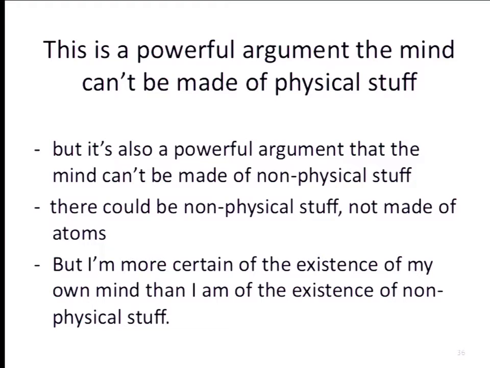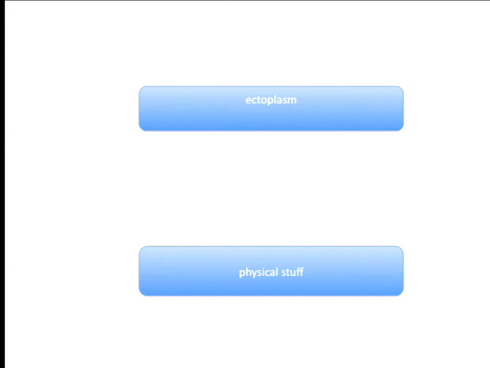Okay. So, Descartes' thinking like this, there are two kinds of stuff in the universe. There's the physical stuff that's made out of atoms and governed by mathematics, and there's the ectoplasm, or whatever you call it, the stuff that the soul is made out of. Now, once you put it as bluntly as that, there's two different kinds of stuff, the ectoplasm and the physical stuff, then a number of things become obvious.